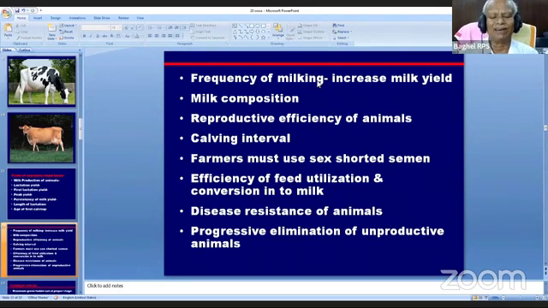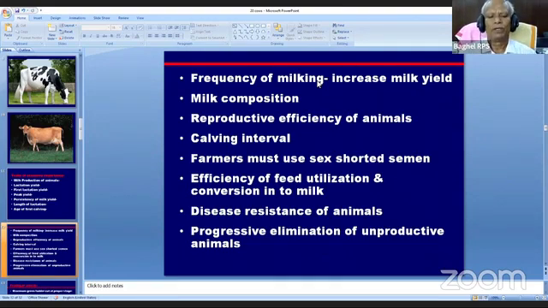The calving interval. If the calving interval between two calvings is very high, kindly remember the total milk production of the animal will be comparatively much less. So the calving interval must be reduced, it must be minimum; then only you can get more milk production and more profit.